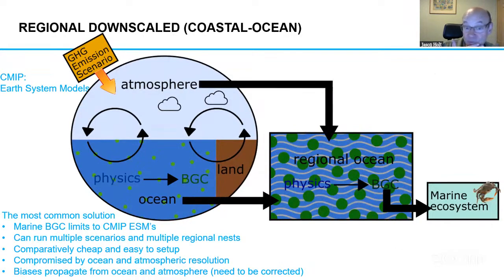The most straightforward approach is to take a regional ocean model with or without biogeochemistry, so ROMS or NEMO or something like that, and force it both from the atmosphere and the ocean and run simulations with that. So this is a relatively straightforward approach. You can run multiple scenarios. It is generally compromised by the biases in the atmosphere and the ocean, but there are processes to correct that.